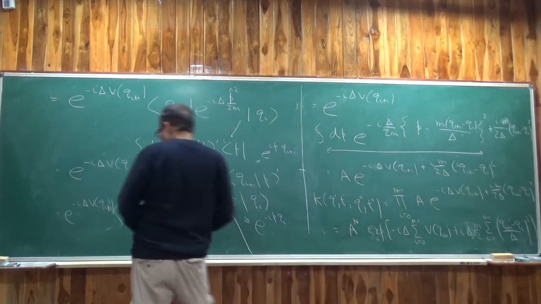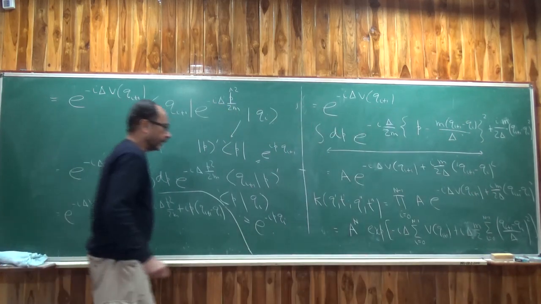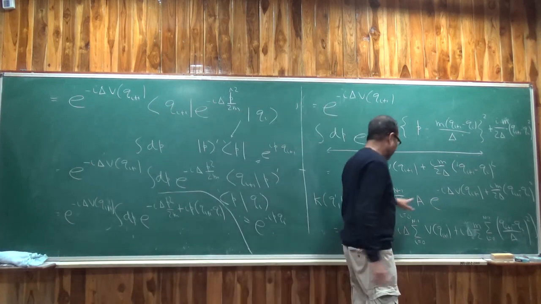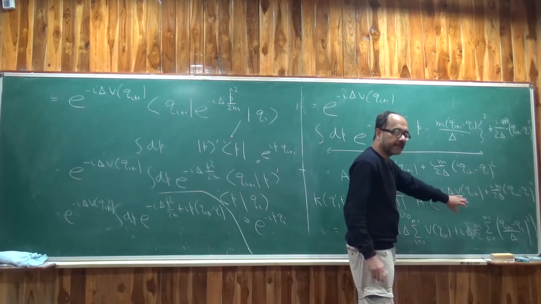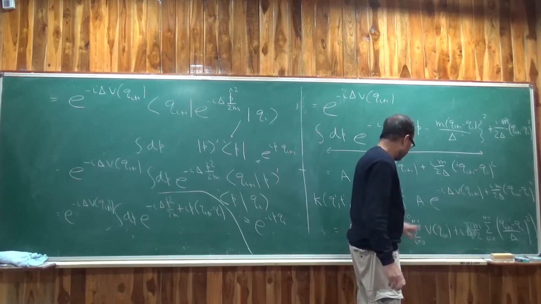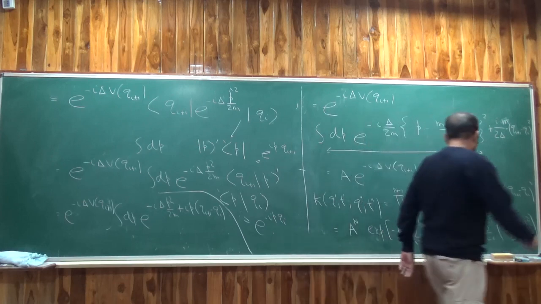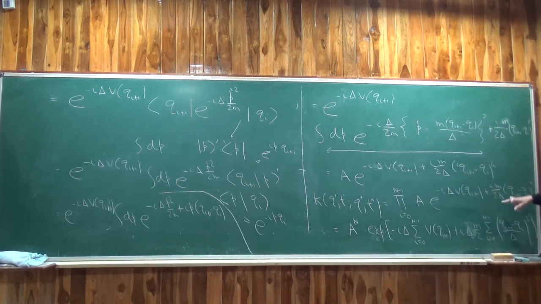Okay, so let's see what we have done. The first one is straightforward, right? I have just written exponential minus i delta times the sum over this, because the product becomes a sum from i equal to 0 to n minus 1. In the second term, i m over 2, what I have done is that I have taken a delta outside, so that this becomes delta square. And I wrote that delta in the denominator over here.